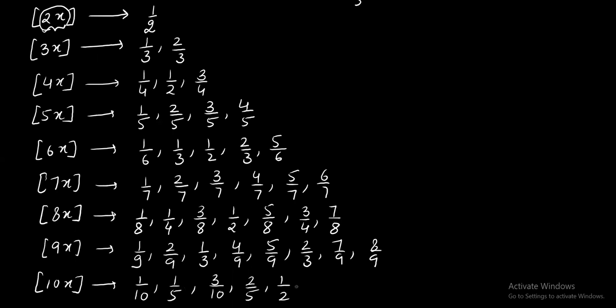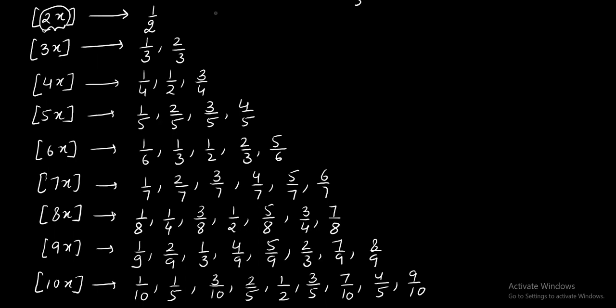5/10, 6/10, 7/10, 8/10, 9/10. So these are the points where the function integral part of 10x will keep on changing its value. Now we just need to find out, okay, all these points are fine.